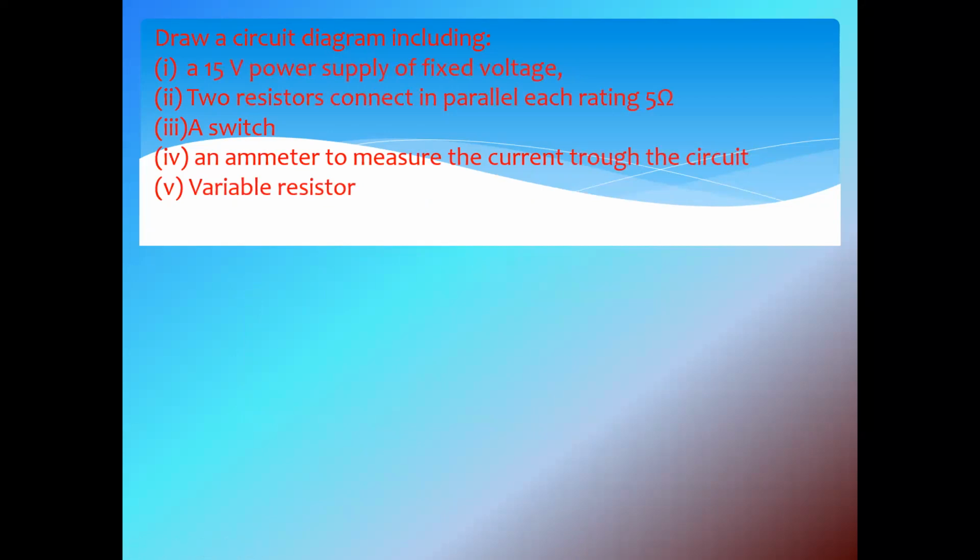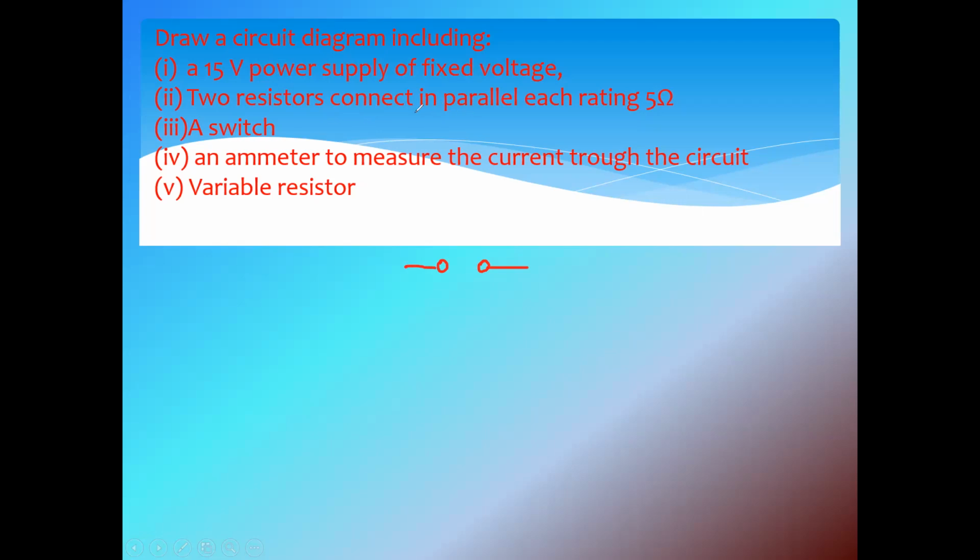Another question: draw a circuit diagram, include a 15 volt power supply. So we have a 15 volt power supply. If they mention an AC power supply, then you should draw it like this. This is the symbol for AC. But if the question does not mention which power supply, you take a DC power supply.